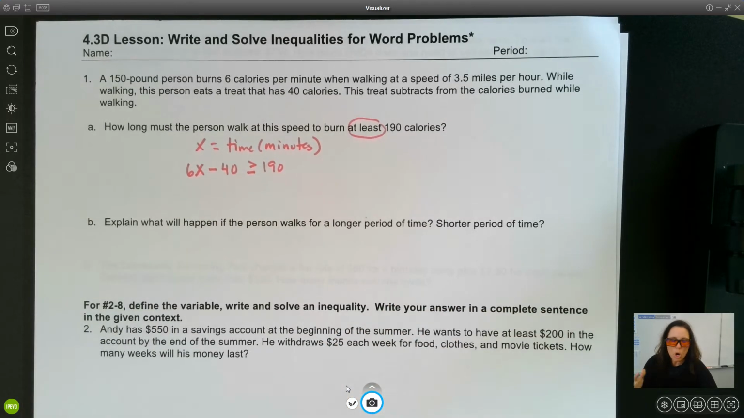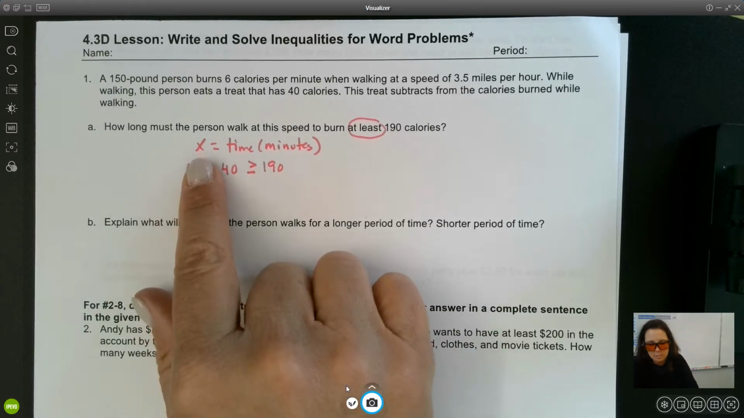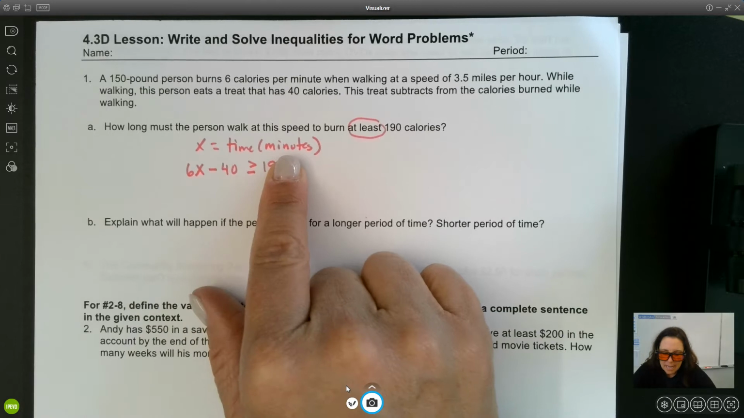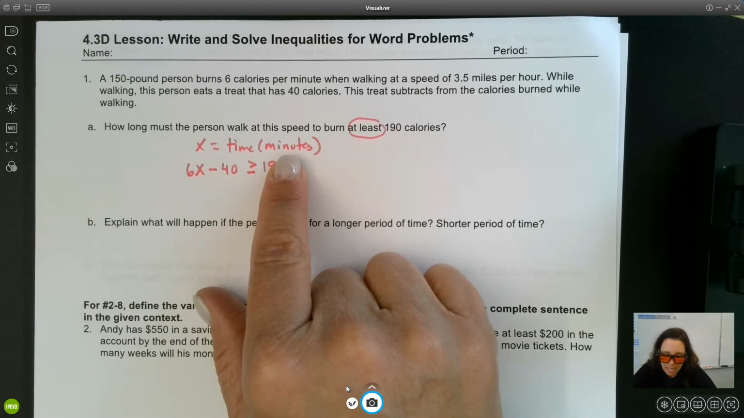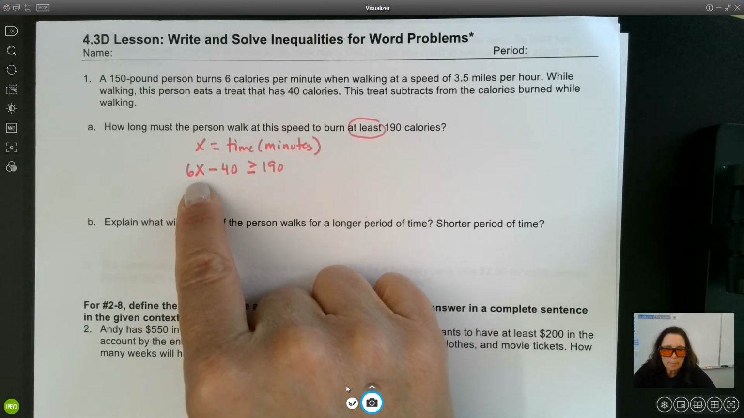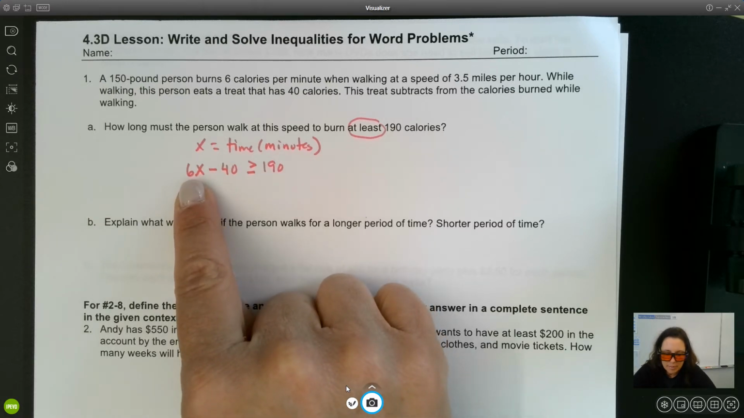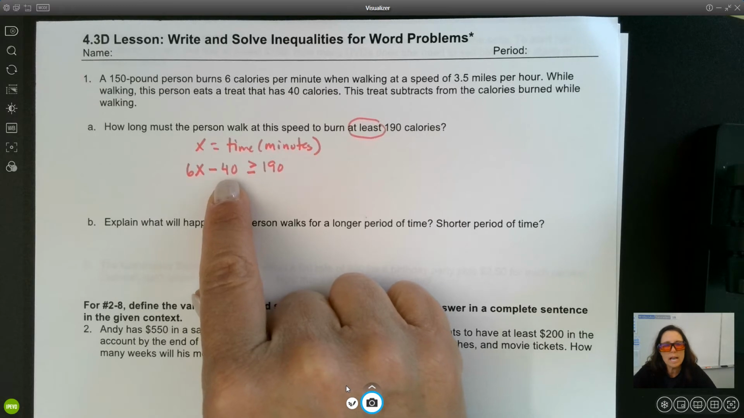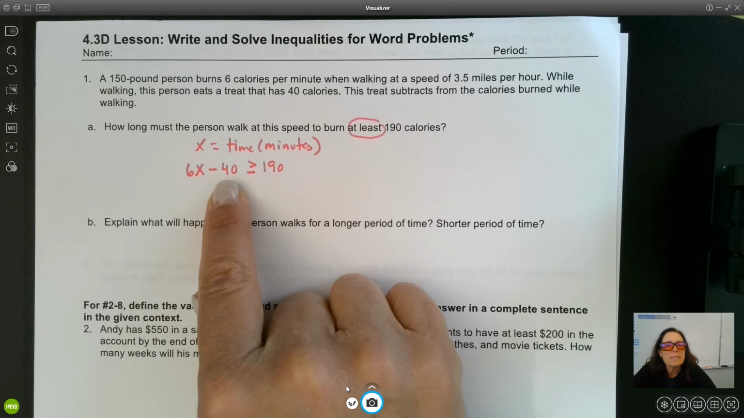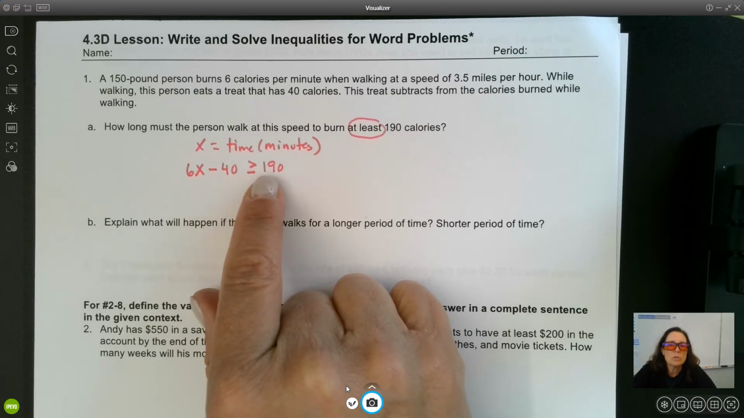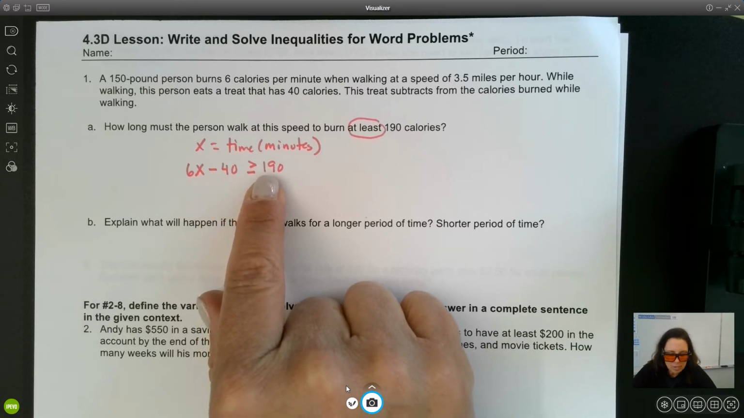What we don't know in this problem is the time in minutes, so I let x be time in minutes. I know I've got 6 calories per minute, so I multiply the 6 times x. But then I have to take off the 40 calories that I ate while walking, and that has to be greater than or equal to 190. So there's my setup.